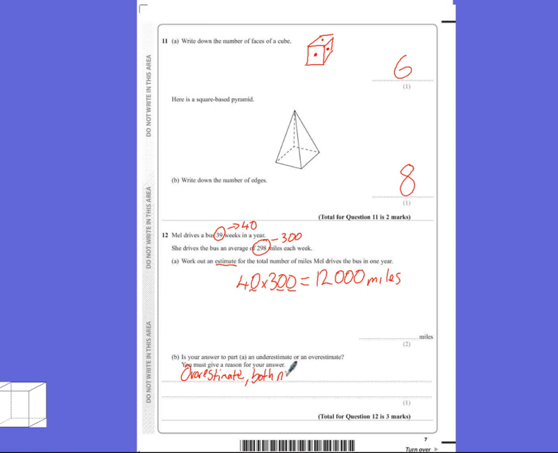So both numbers were rounded up, and that's really key. If they were both rounded down, then that would be an underestimate. If one went up and one went down, it would be difficult to know. So in these types of questions, they will either both be up or both be down.